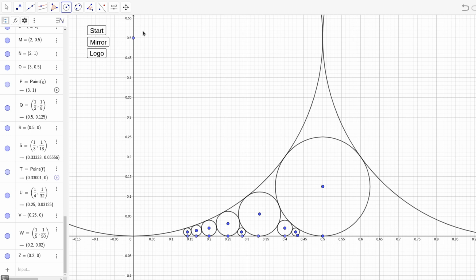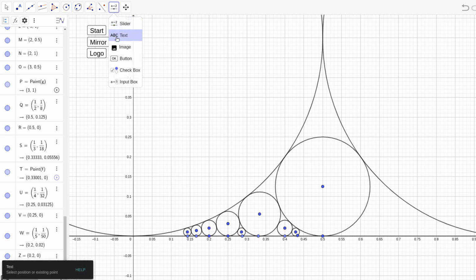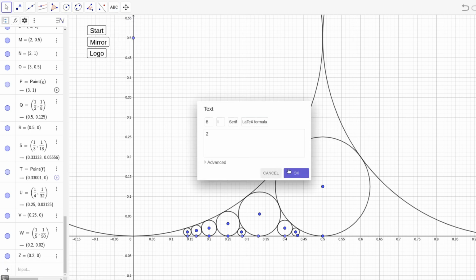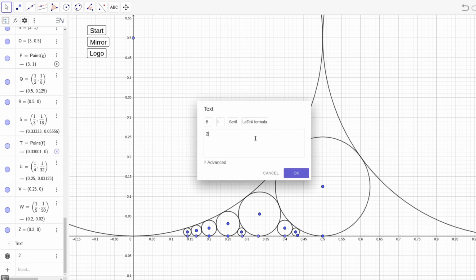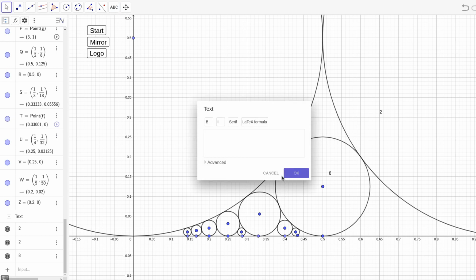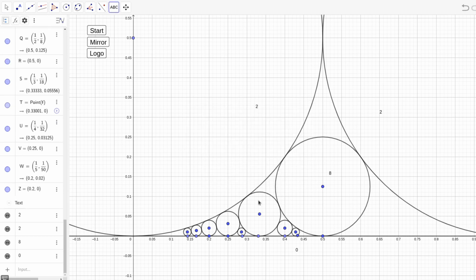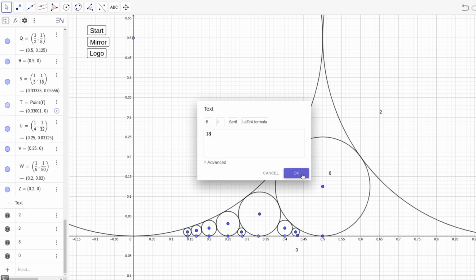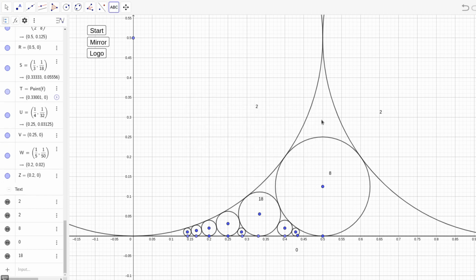To do so, let's label some circles with their inverse radius. The straight line along the x-axis can be thought of as a circle with infinite radius. The inverse radii of four mutually touching circles fulfill a nice property. For instance, take the four circles labeled with 0, 2, 2, and 8.